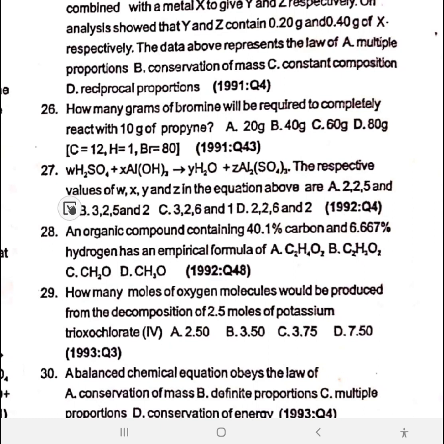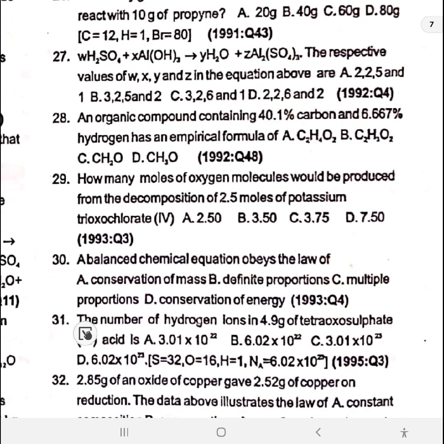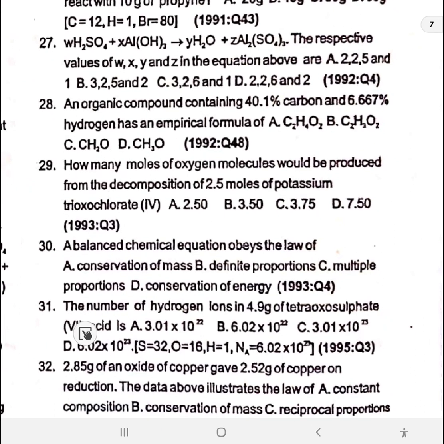27 has to do with balancing of chemical equation. The option is option C, 3, 2, 6, and 1. This is similar to the question we treated just now on question 15. 28 is empirical formula. 29 has to do with a bit of calculation still. 30.